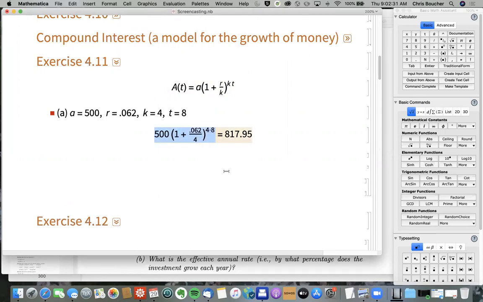And I just load that into a calculator and it comes out to 817.95. So my $500 has grown to about $818. Again, be careful on your calculator. Either make sure that exponent is in parentheses or just do 8 times 4 is 32 and do the number 32. But keep your exponents in parentheses when you enter into a calculator. All right, that's pretty straightforward.